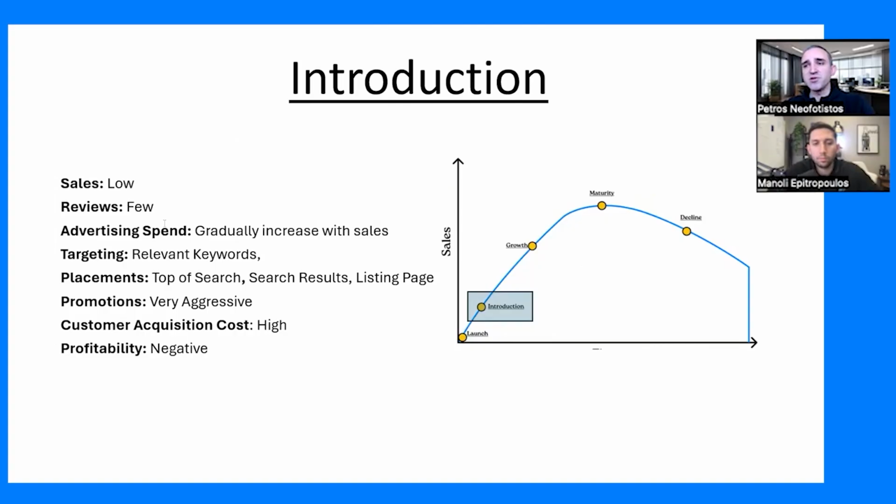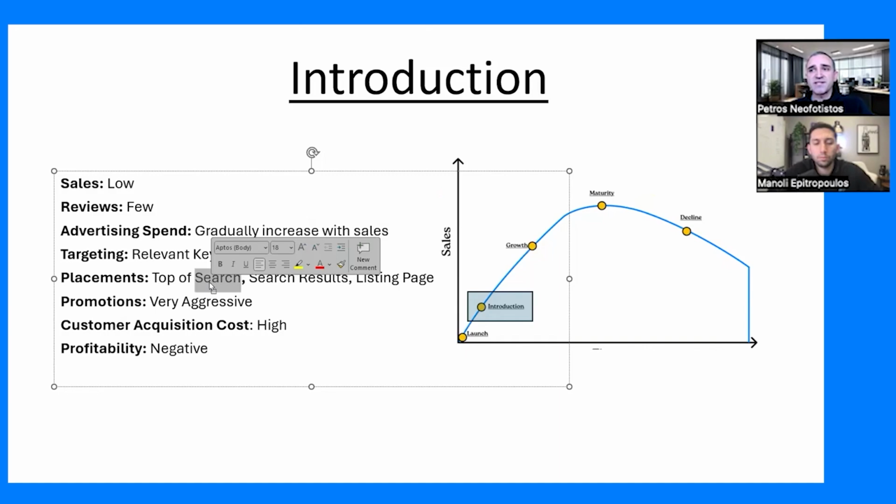So at this point, you start to increase your spend with the sales increase. As you start to see sales come in on certain keywords, you want to make sure you're spending and maximizing the spend on those relevant keywords. You're still not really going after competitors because of your low reviews, but you may start to think about that at the end of this introduction stage. You may start to test some top of search placements. I may really just limit this to search results even at this stage.